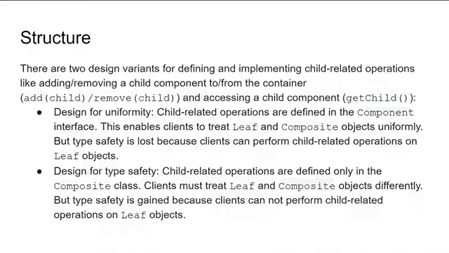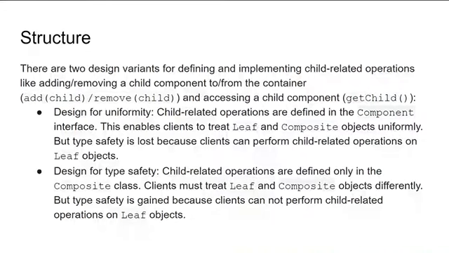Child-related operations are defined in the component interface. This enables clients to treat leaf and composite objects uniformly. But type safety is lost because clients can perform child-related operations on leaf objects.